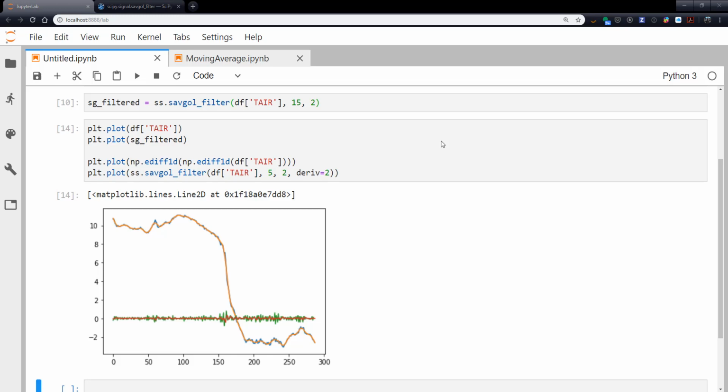This week, learn how to take derivatives of potentially noisy data and still get a smooth result using the Savitzky-Golay filter. Welcome to another MetPy Monday.